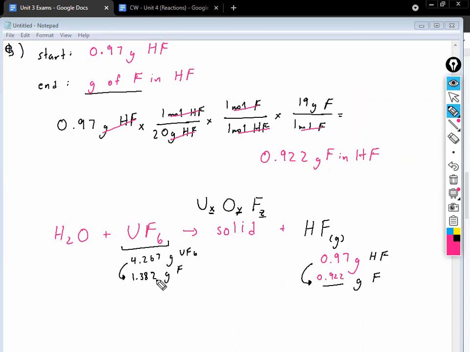Earlier we said 1.382 grams of fluorine got distributed to the solid and to the gas. We just found out how much of the fluorine went to the gas. So how would we find out how much fluorine went to the solid? Yeah, you just need to subtract, right? Because if I started with 1.382 and 0.922 went to HF, that means the difference is what ended up in the solid. So I just need to do a quick subtraction problem.